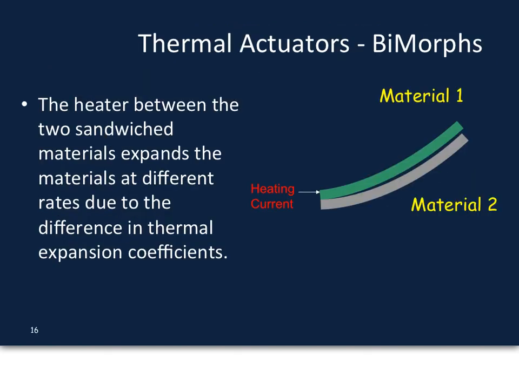Here's an example of a thermal actuator. These are also called BiMorphs. The idea is that you have two materials with different thermal expansion coefficients, and when you put a heating current through them, they're going to expand at different rates. So material 1 might expand less than material 2, and so you'll get the two devices curling up as you heat them up. And these switches can be done pretty quickly, actually, on the order of 3 milliseconds.